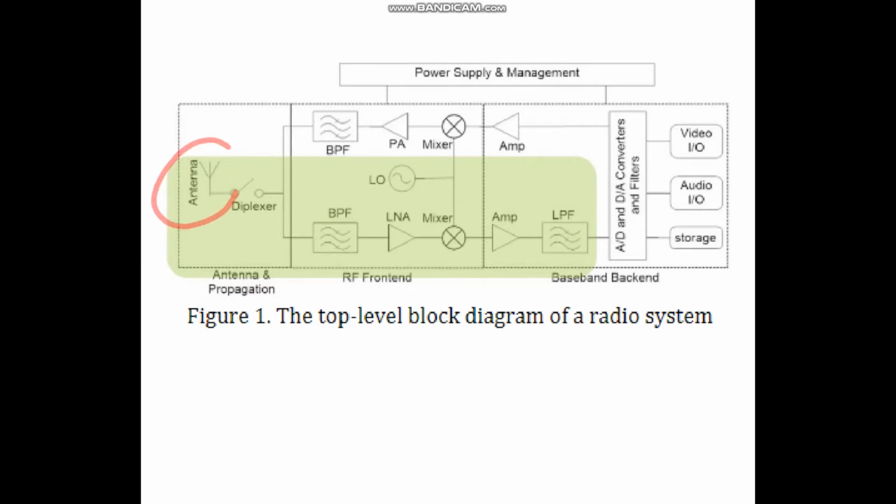And we're going to talk about that with regards to concepts learned in ECE 342. And then here in the RF front end, we have a bandpass filter, low noise amplifier, mixer, a local oscillator. And we're talking about that with concepts from both ECE 312 and 332. And then finally, in the baseband back end, another amplifier and low pass filter to get our signal ready for going into storage or being transferred into recognizable audio or video.